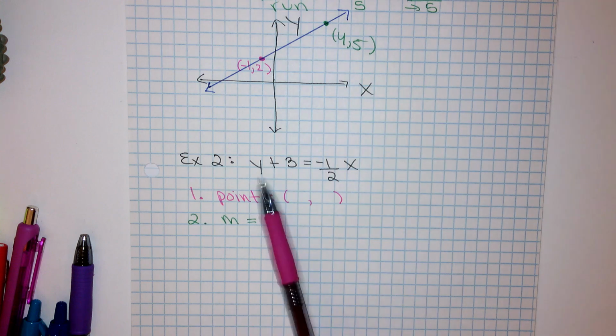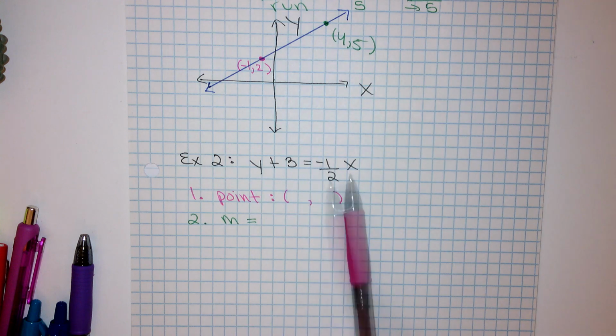All right, example 2 is y plus 3 equals -1/2 x. In the future, not right now, but in the future, we'll talk about how to decide what is the best method to use for graphing. For now, we're going to assume that we have to graph this using point slope form.